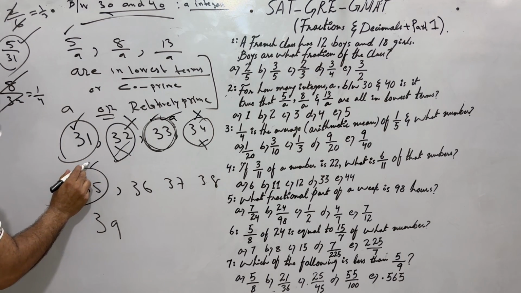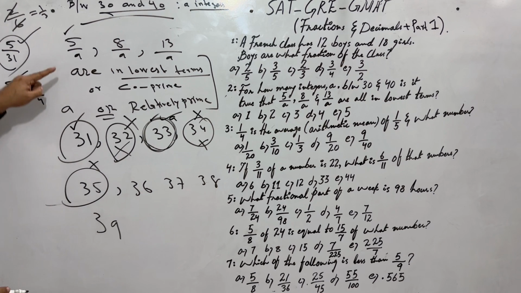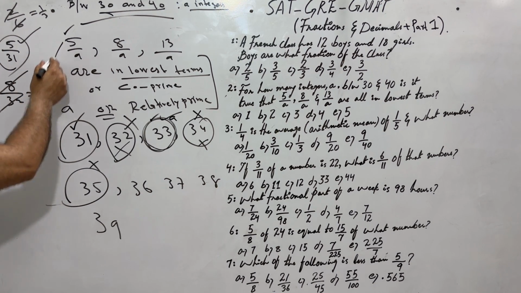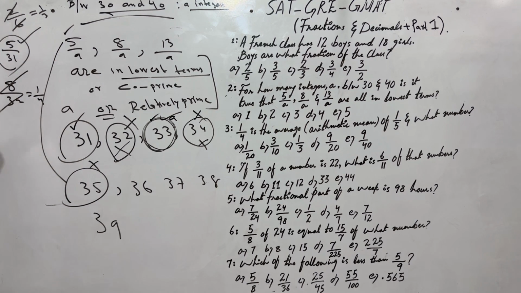What about 35? We have to discard 35 as well because 35 and 5 have a common factor of 5. So it is not our pick of the day. We have to exclude this one.